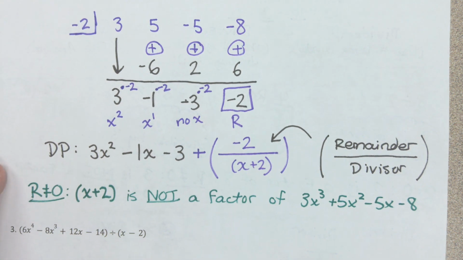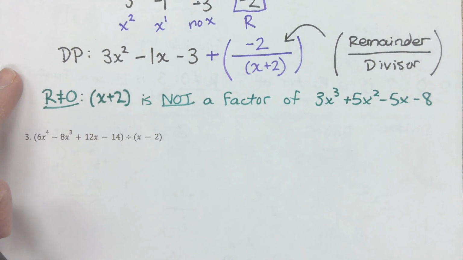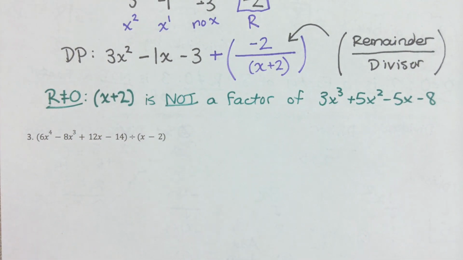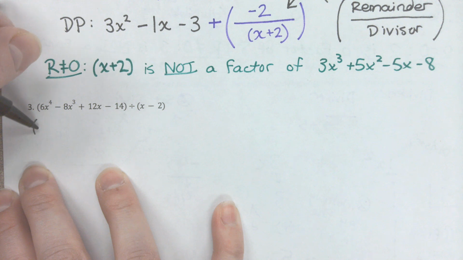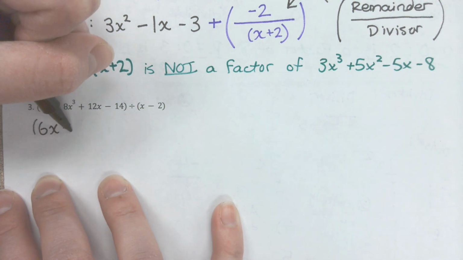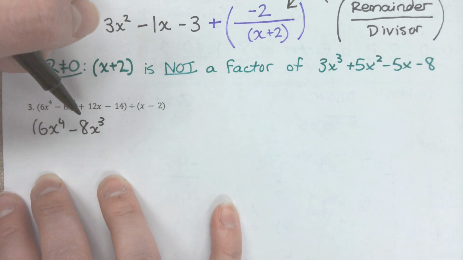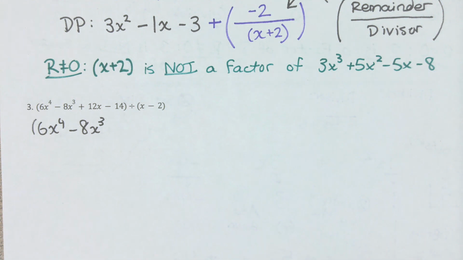There's one more thing I have to show you, and this is something that's very sneaky. You have to look for it every single time. 6x to the 4th minus 8x cubed plus 12x minus 14 divided by x minus 2. You're going to see why in a moment, but I'm going to write it again. 6x to the 4th minus 8x cubed, and I'm going to stop. What is supposed to come after x cubed? X squared. It's not there.